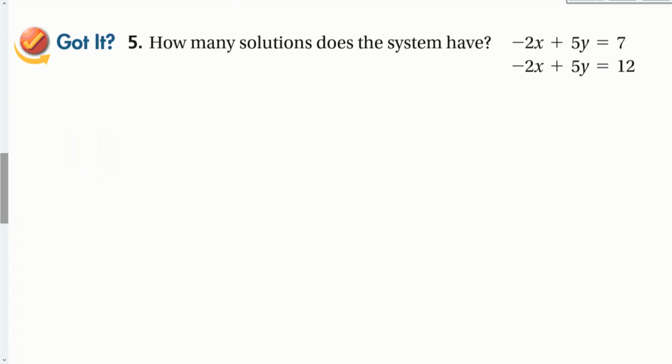How many solutions does this have? Well, I can clearly see these two are the same, these two are the same, but these two are not the same. When I add these together, I would get 0 is equal to negative 5, which is no solution. Okay?